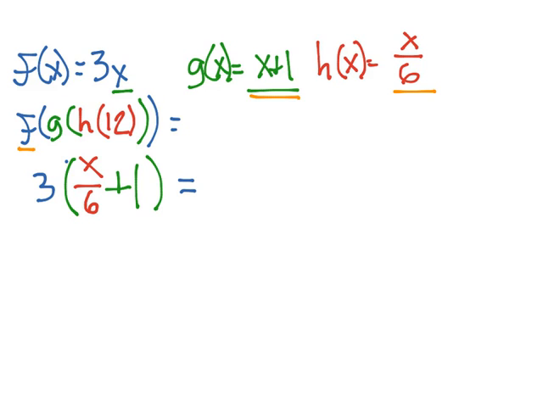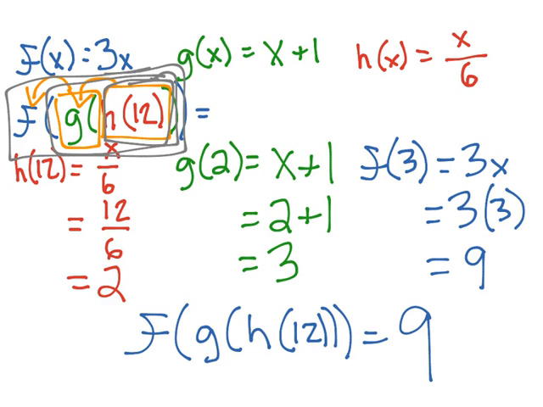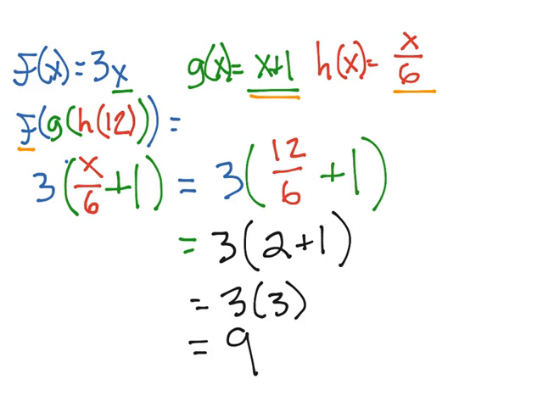Now we simply need to evaluate this new expression for the value 12. 3 times 12 divided by 6 plus 1 becomes 3 times 2 plus 1, which is 3 times 3, which is equal to 9. This is the same answer that we got right here. So we know that we've done it correctly.